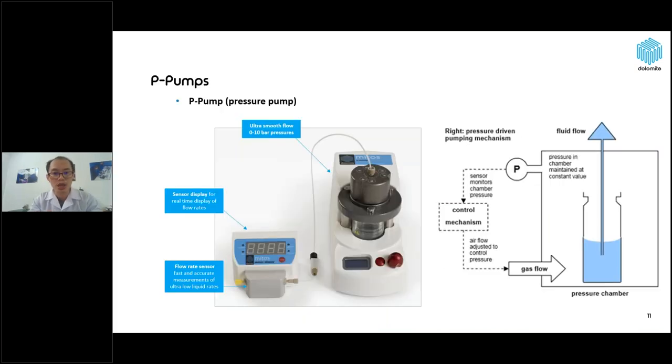One of the key components in our Dolomite system is the pressure pump, the P pump. The pressure pump works based on a pressure driven mechanism. We control the pressure to control the flow, and it can provide very ultra smooth flow, which is the most important factor in a microfluidic experiment. The flow rate will be measured and visualized through the sensor display and flow rate sensors, which have fast and accurate measurement of ultra low liquid flow rates.